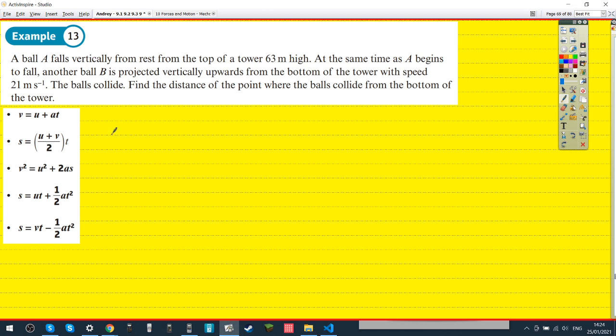So R is vertical, I think. S is 63. I'm not so sure. It might be. This question: a ball falls vertically from rest. So it's 63 high. So that up there is 63.